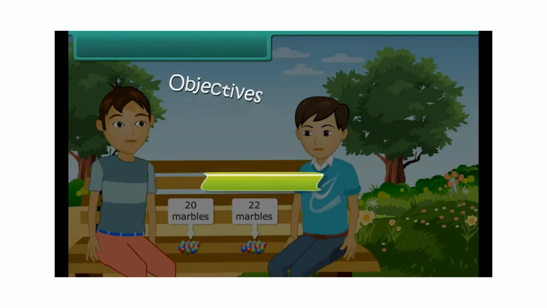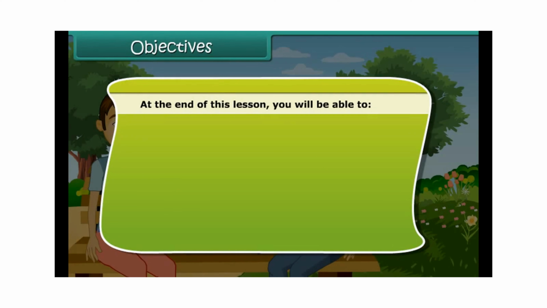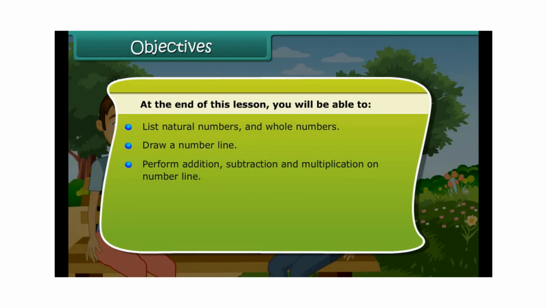Objectives. At the end of this lesson, you will be able to list natural numbers and whole numbers, draw a number line, perform addition, subtraction and multiplication on a number line, discuss the properties of whole numbers, discuss identity, identify patterns in whole numbers. Natural numbers. We use 1, 2, 3, 4 to count the objects.